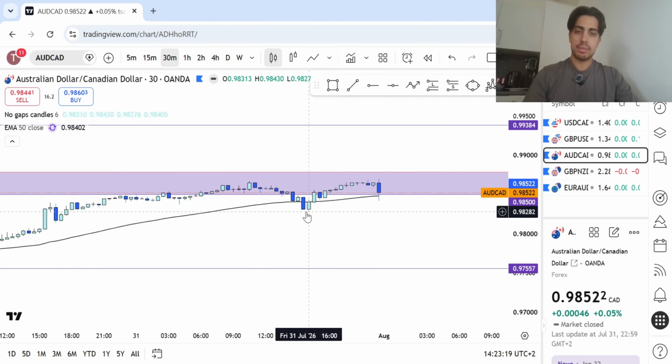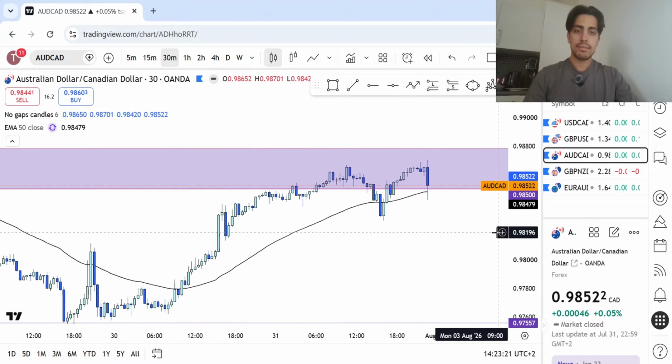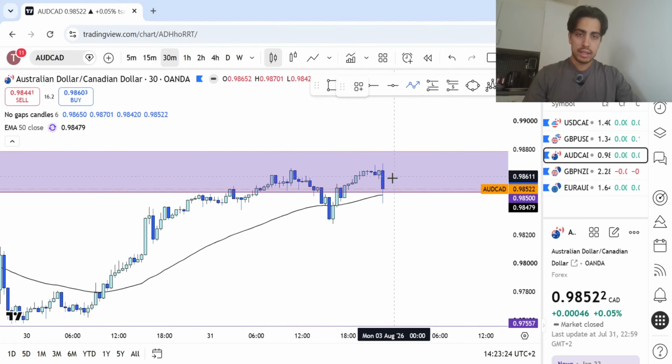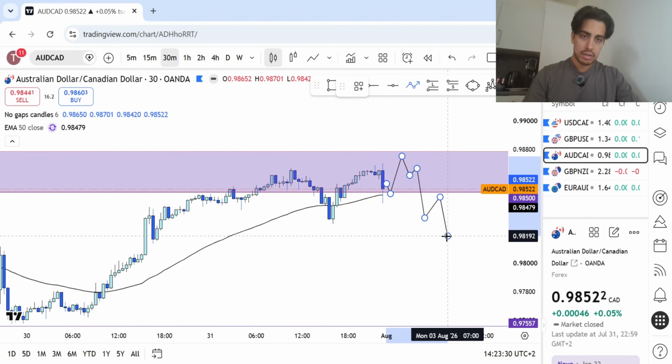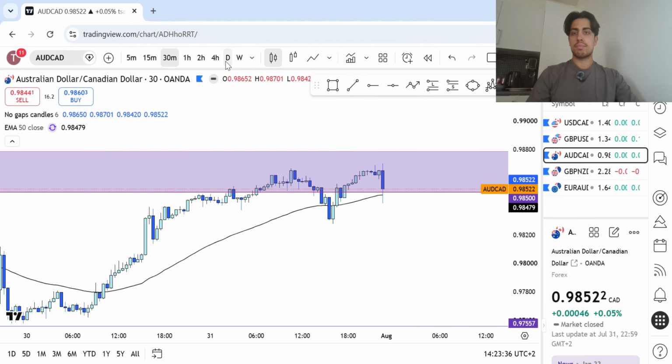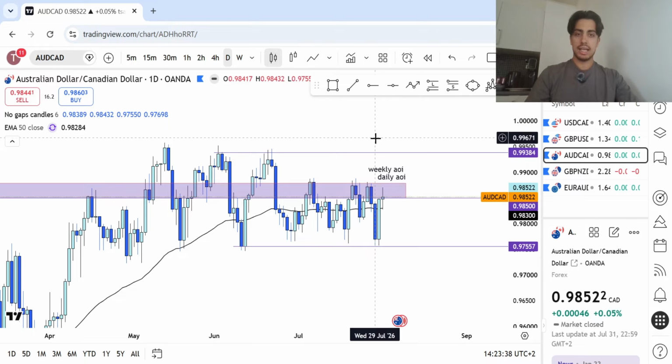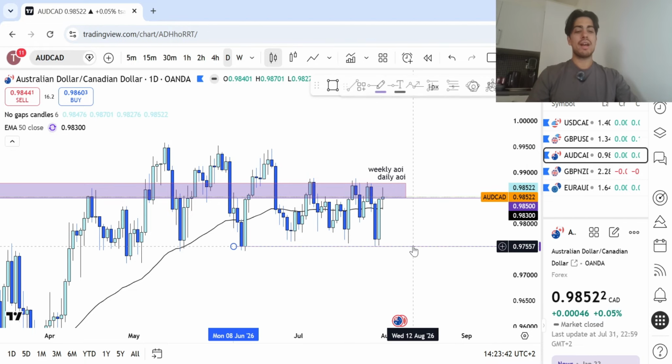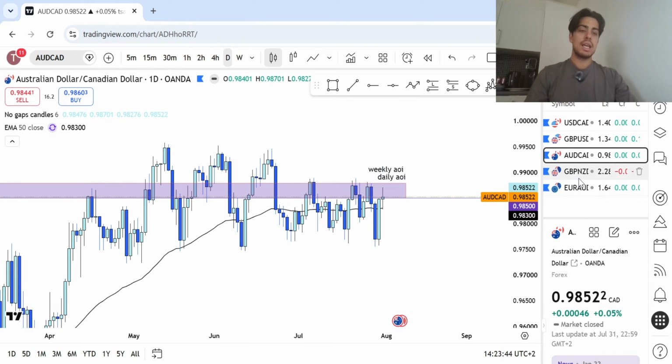And then on the 30-minute time frame, probably waiting for it to do something like that and break to go to the downside. That is probably one of my favorite setups for this week, because from weekly to daily to 4-hour, that's the one that makes the most sense. And then after that is USD CAD.